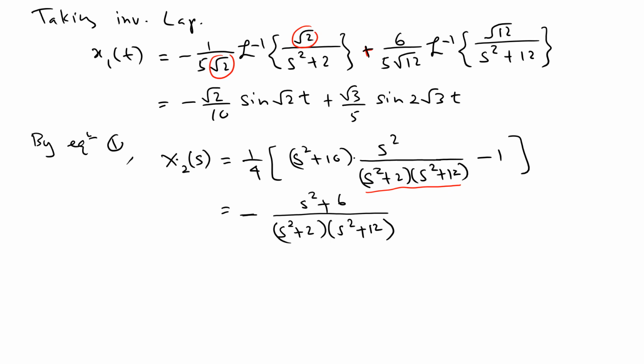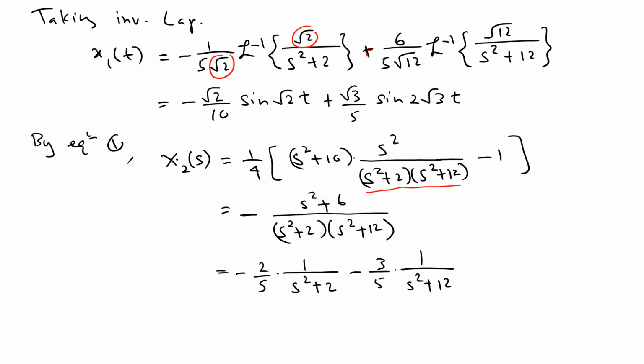Again, use the partial fraction technique. If you use partial fractions, you should end up getting negative 2/5 times 1 over s squared plus 2, minus 3/5 times 1 over s squared plus 12. So it's very similar to the problem we just did.